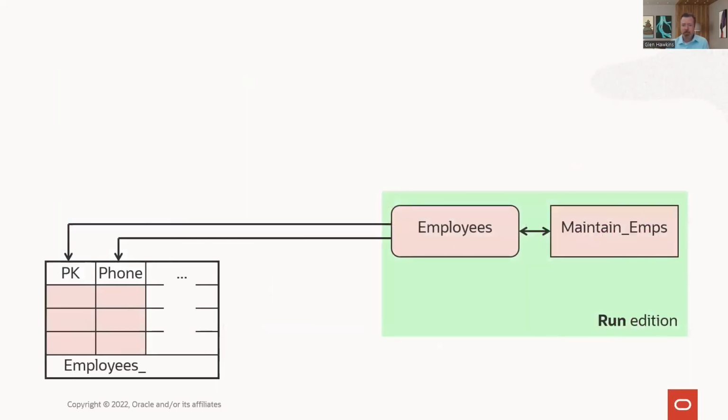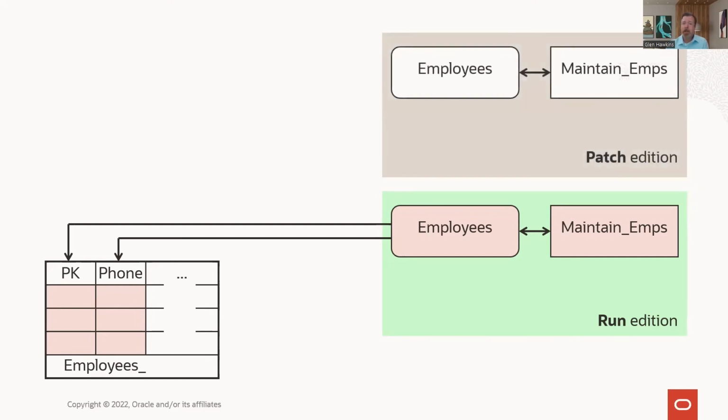So we have this up and running. Our run edition is connecting up to it, maintaining the employees, connecting up to our employees editioning view, and we have our primary key, we have our phone number, and then we have a bunch of other columns. But those are the ones that are important. So this is our original employees underscore table. Keep in mind, that is the physical table. Our editioning view is employees, and it's connecting up to it, and it's using that old phone column associated with it. So it's time to go ahead and bring up our patch edition.